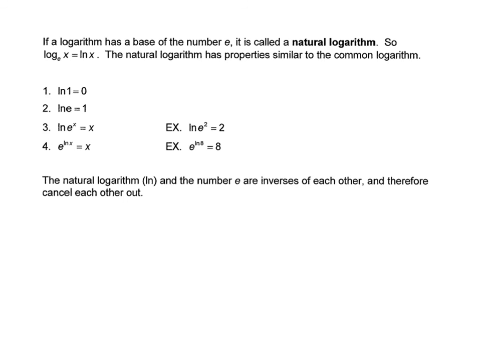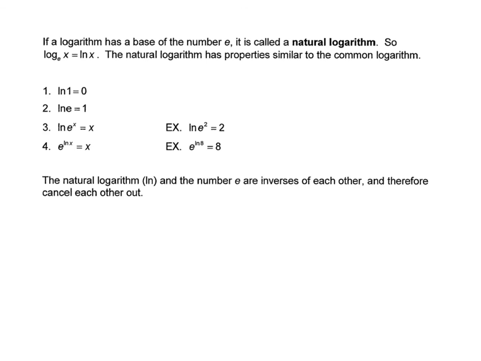If a logarithm has a base of the number e, it's called a natural logarithm. So log base e of x is the same thing as ln of x. ln is for natural logarithm. The natural logarithm has properties similar to what we call the common logarithm, which is just the log. Property number 1, the natural log of 1 is 0. Property number 2, the natural log of e is 1. Natural log and e are inverses of each other, so they cancel each other out.